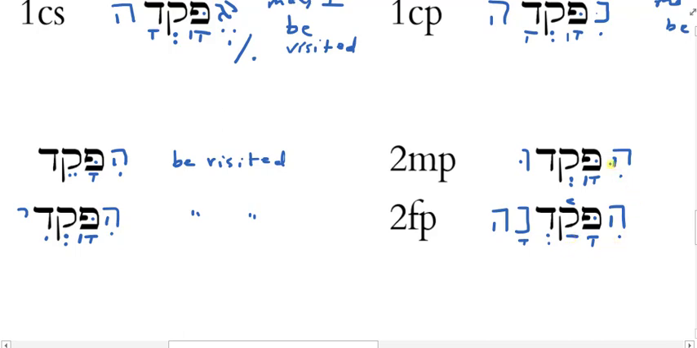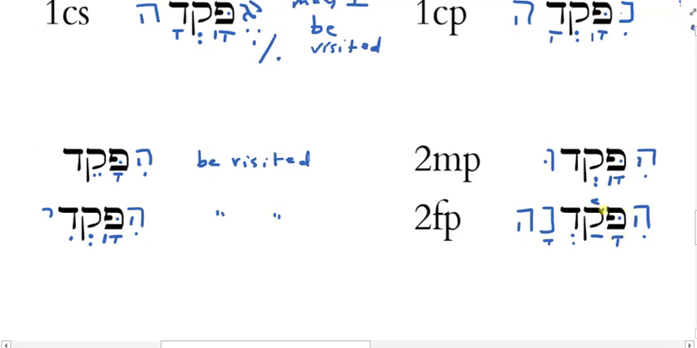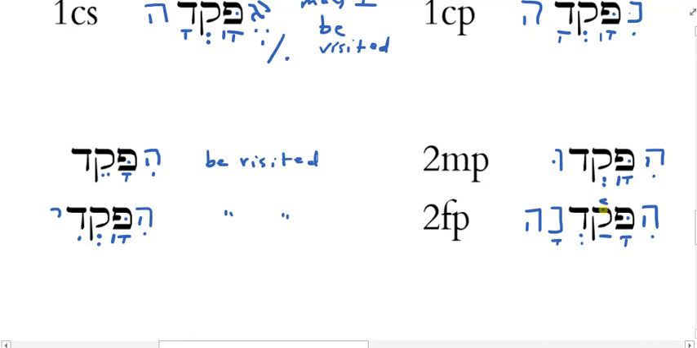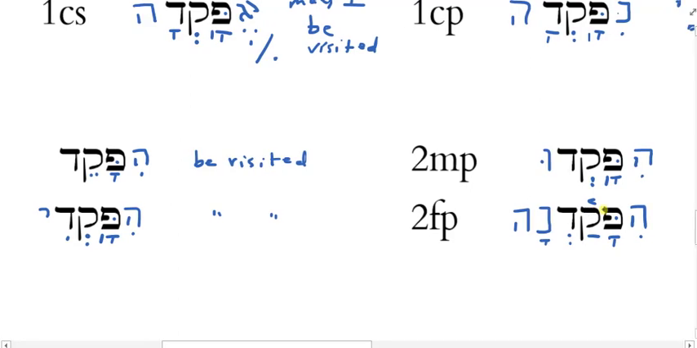Okay? You can see the i-class vowel, the doubling dot in root 1, and the qamets in all these forms. That is characteristic of Nifal pointing. And so that's going to be different from the Qal pointing of the imperative.